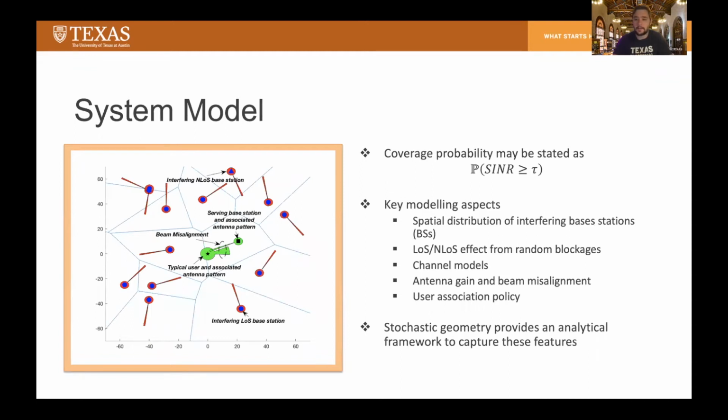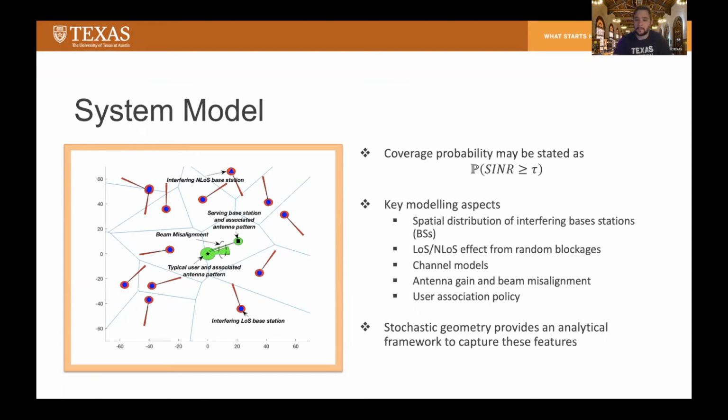This figure demonstrates the model that we're considering. The coverage probability may be defined as the probability that the SINR of a typical user in the network is greater than some threshold. The SINR itself is a function of the spatial distribution of the interfering base stations, and the effect of random blockages in the network, partitioning the channel into either a line of sight channel or a non-line of sight channel. It's of course very tightly linked to the channel modeling considerations, both with respect to the fading distribution and the path loss expressions.